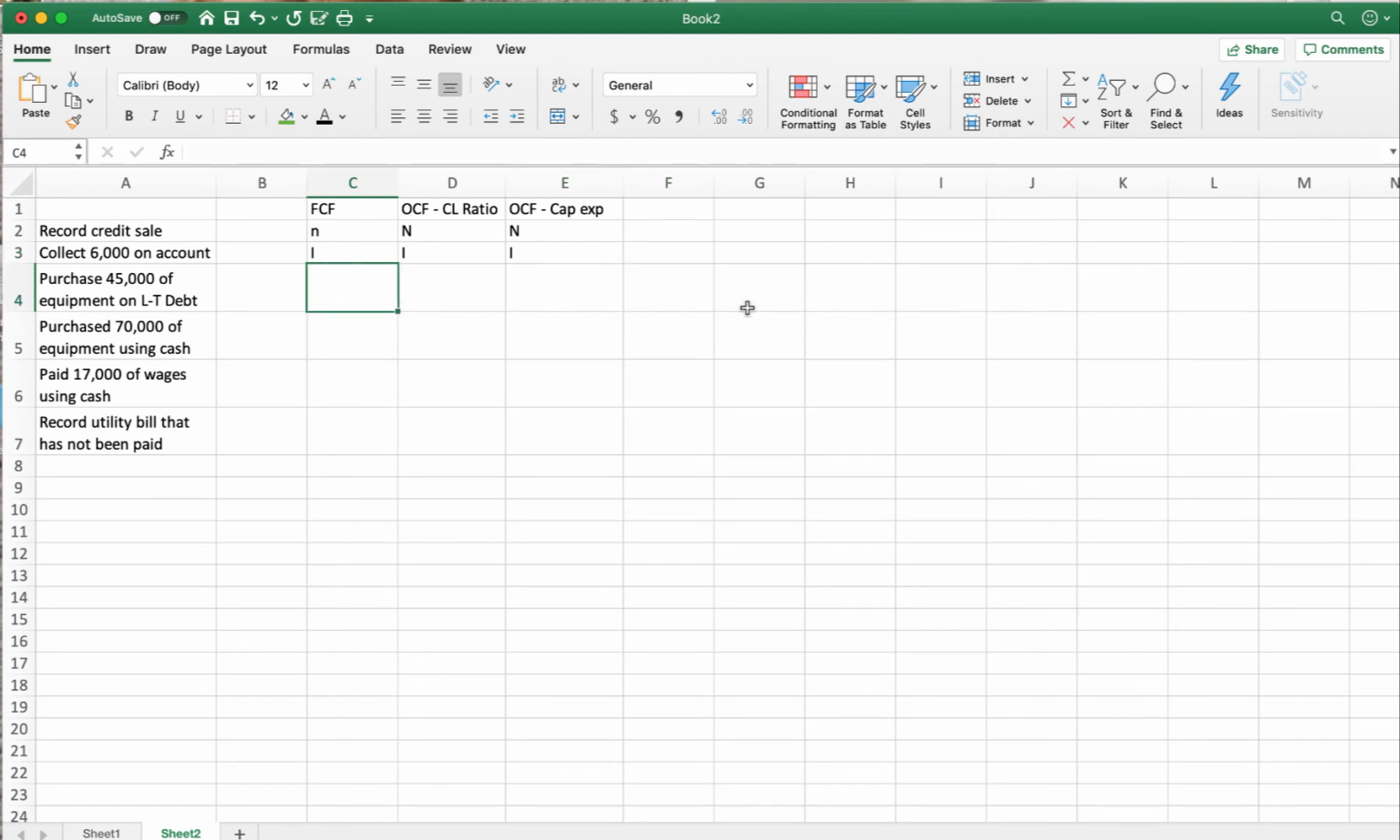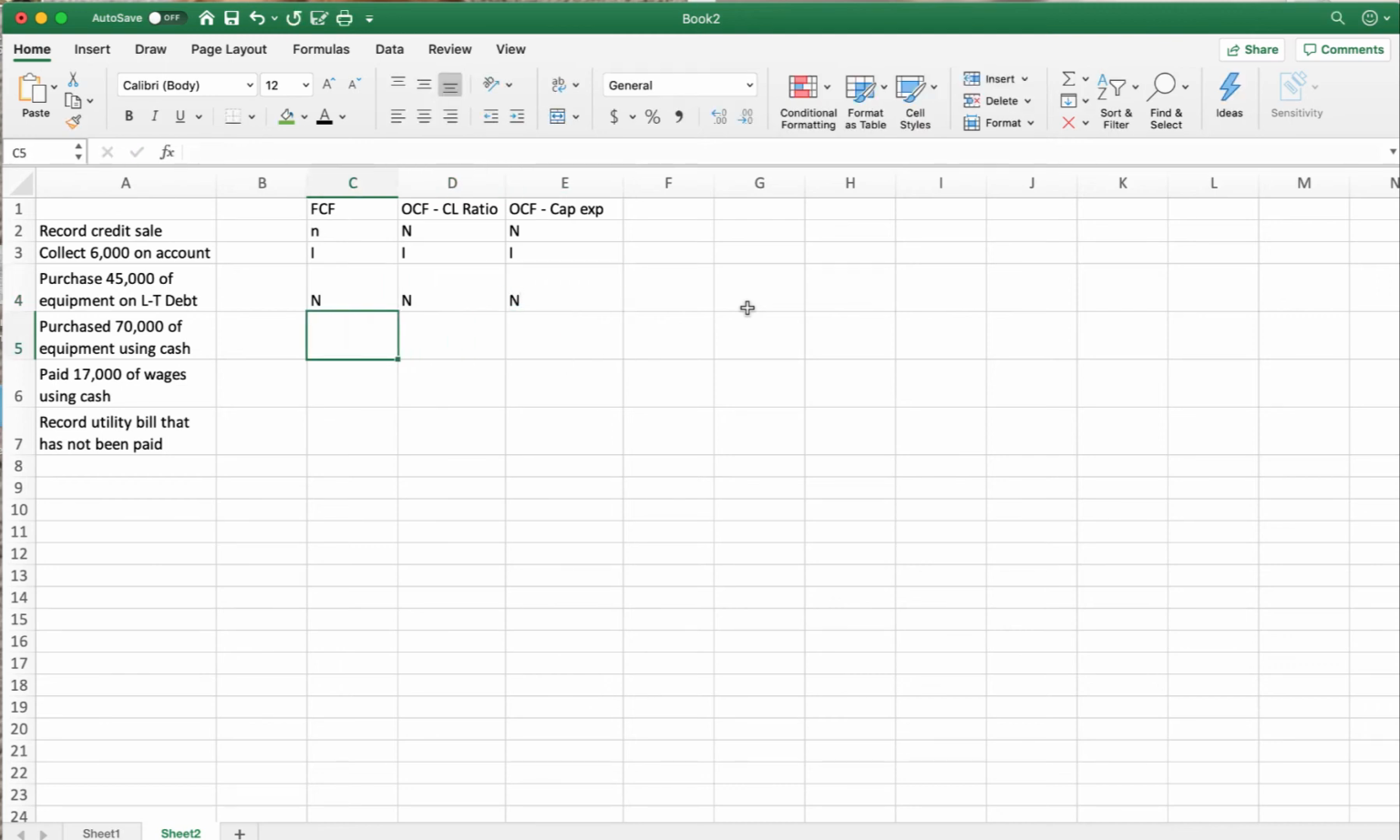The next one says that we purchased $45,000 of equipment using long-term debt, okay? So this is an example of a non-cash investing activity, right? It doesn't affect anything, right? We just note it. We don't add or subtract anything when we're doing the statement of cash flows. We're just noting it. So we have no effects here, okay?